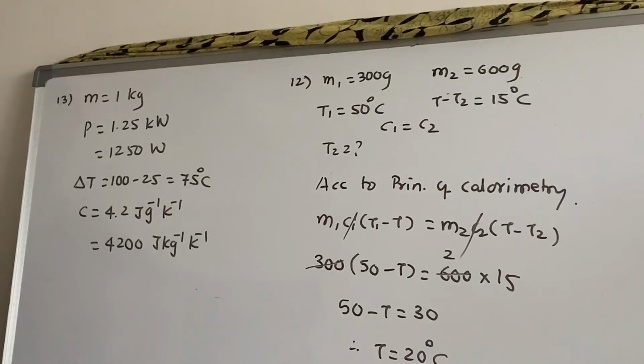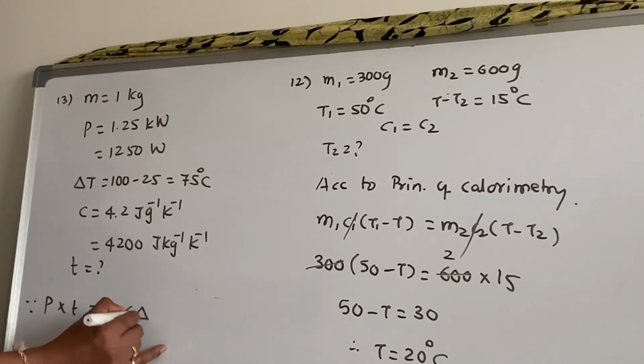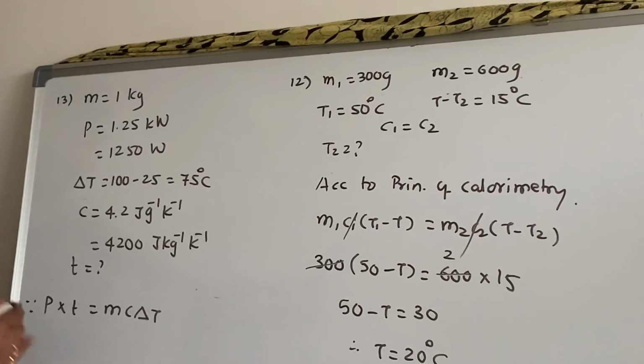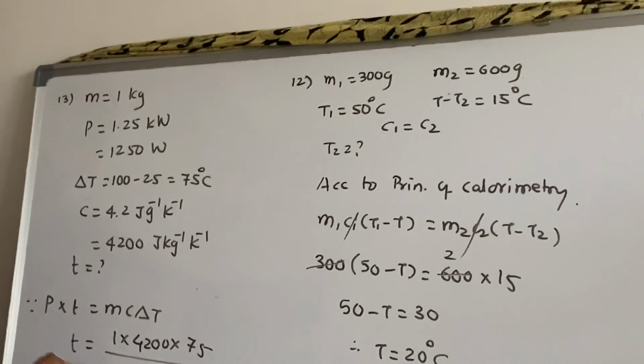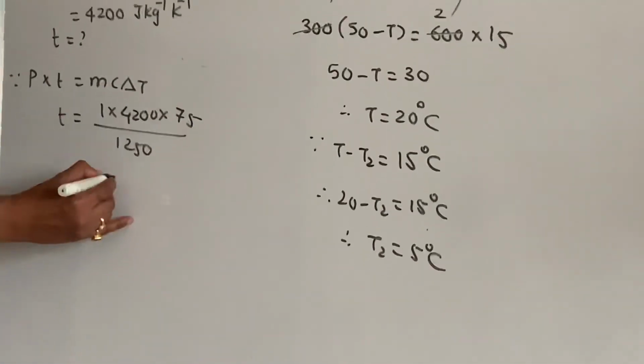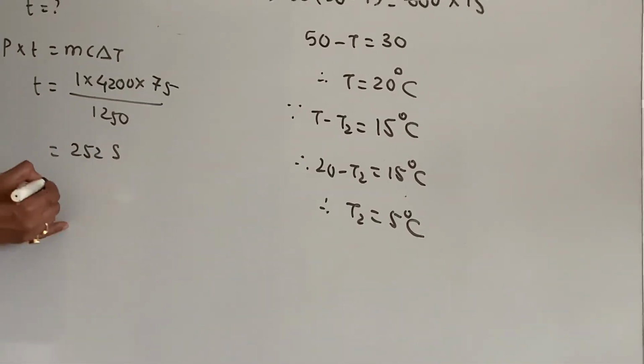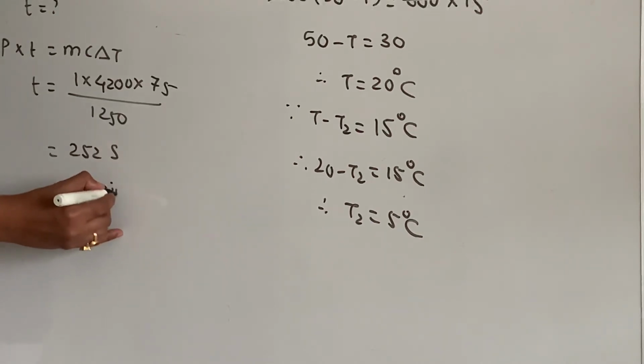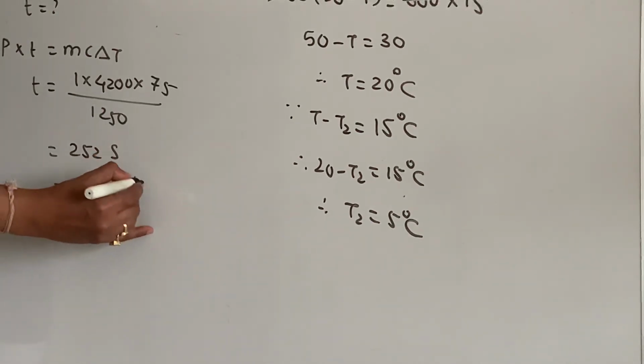Right? What do they want here? Time. T is the question. So we write here, since power into time is equal to m c delta T, time is equal to m is 1, C is 4200, delta T is 75, upon 1250. If you solve this, it comes out to be 252 seconds, which is 4 minutes 12 seconds.